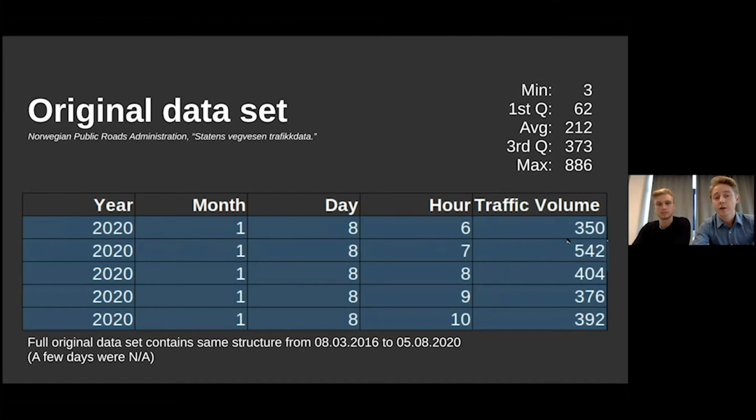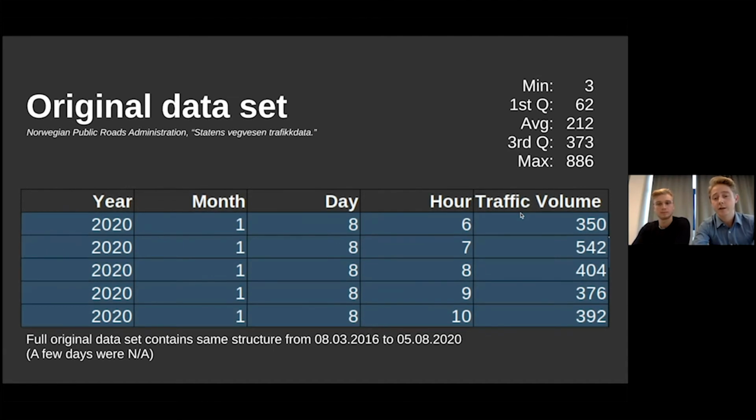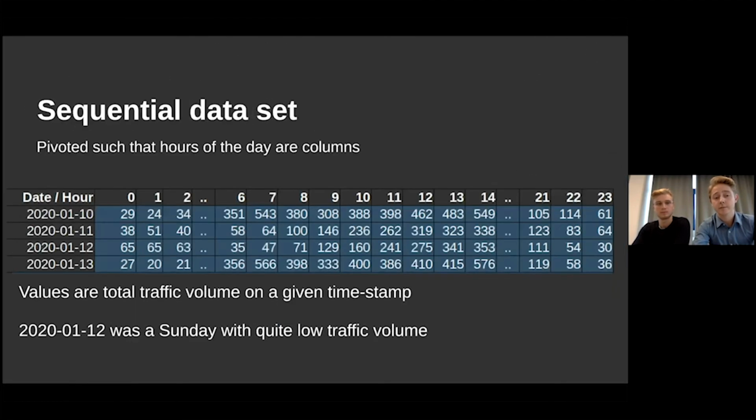And so we pivoted the data set such that now the columns are the hours of the day, so 0 all the way to 23. And what's inside the columns are then the traffic volume at that given hour. So for example, we could look at Sunday. This is Sunday, the 12th of January. And at this day, you can go through all the hours and visualize that there's quite low traffic. This is a very busy junction in Bergen.